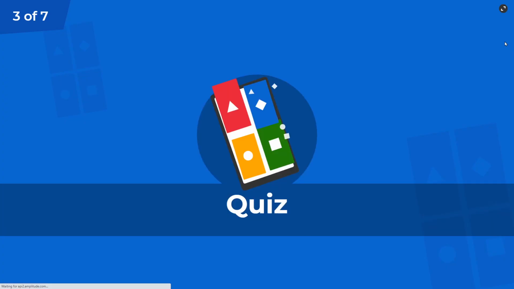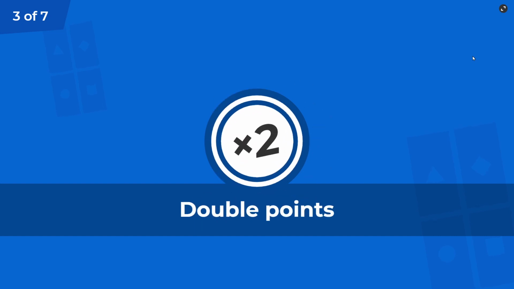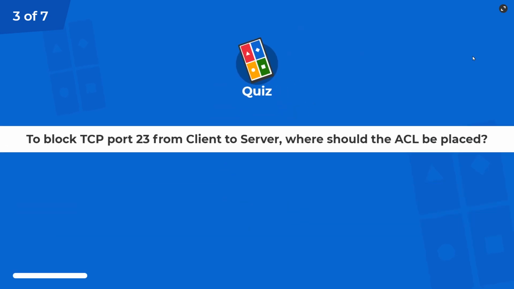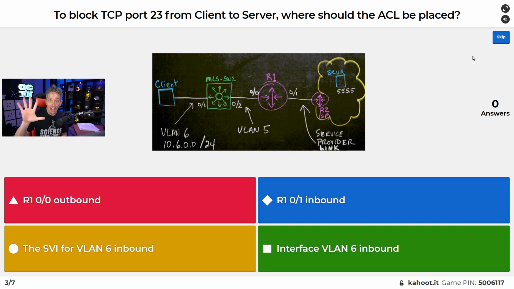All right, here is question number 3. It's multiple select. Double points. This is a biggie. To block TCP port 23, which is the well-known destination port for Telnet, if we want to block that from the client on the left to the server on the right, where should the access control list with the IP access group command be placed?